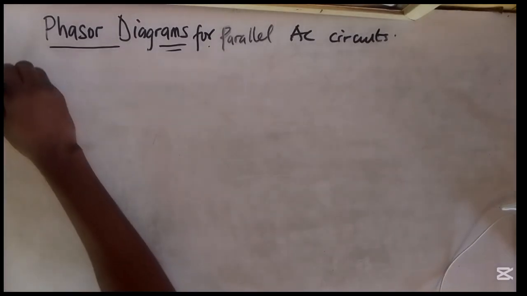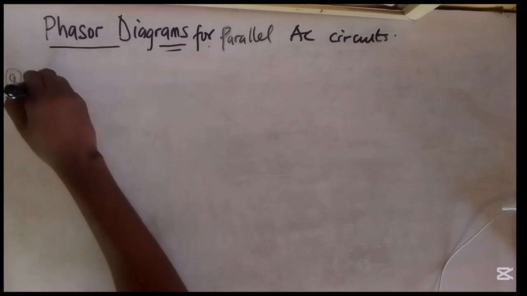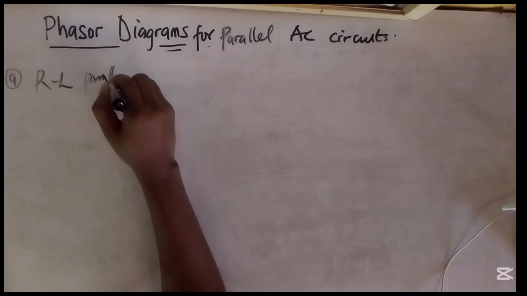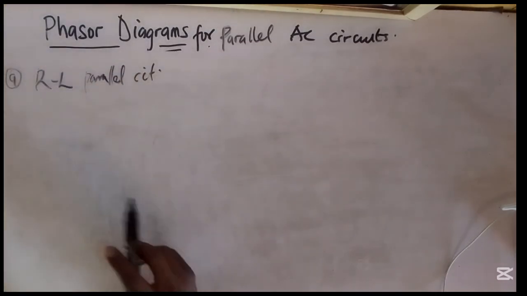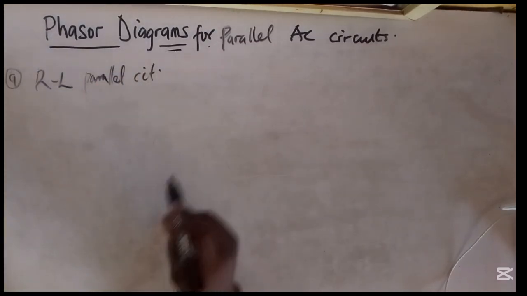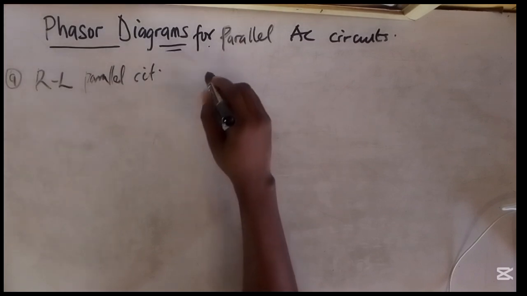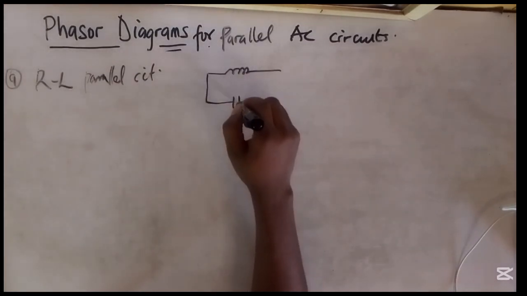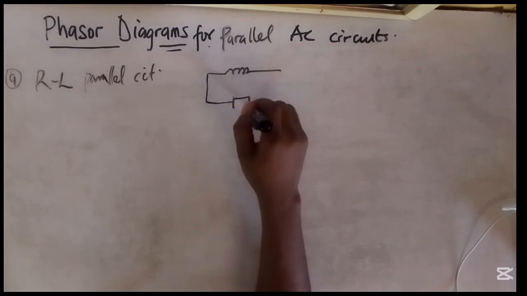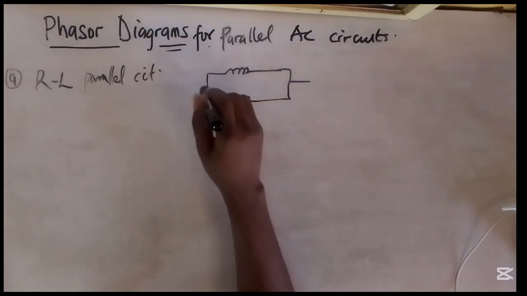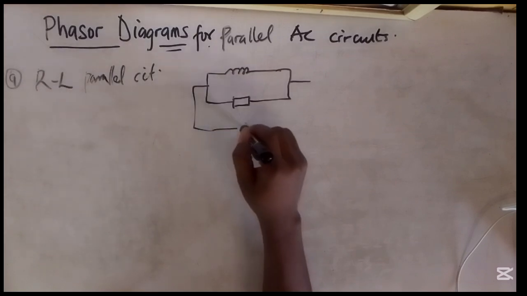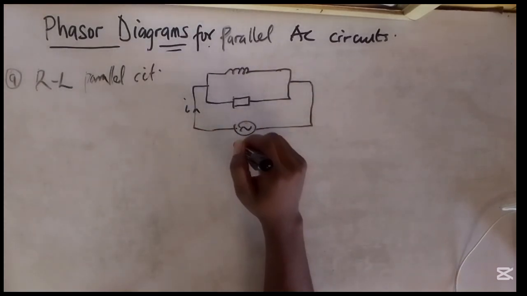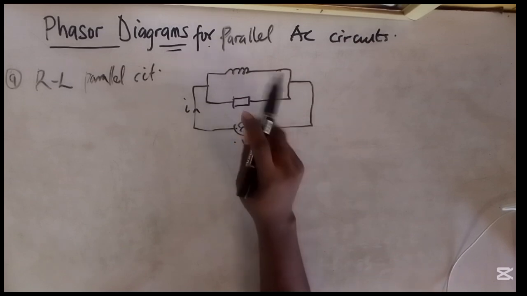So let's say we're looking at RL parallel. In this case, we have the inductor in parallel with the resistor. Okay, so everything is connected to a particular source. We expect current to flow here, and then this is Vs as the case may be.